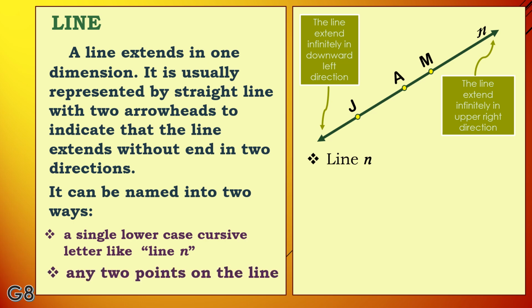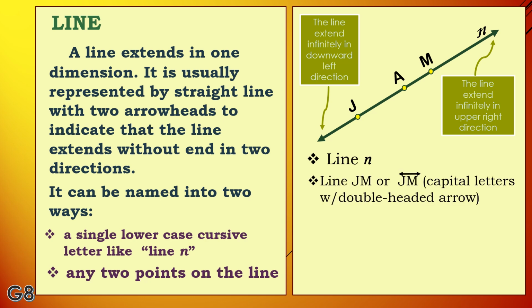Another way of naming this line is by using any 2 points on the line. Now, if you can see, there are 3 points on the line. We have point J, point A, and point M. Using any 2 points on the line, we can name this line as line JA, or in that figure, line JM. Remember, it uses capital letters with a double-headed arrow.